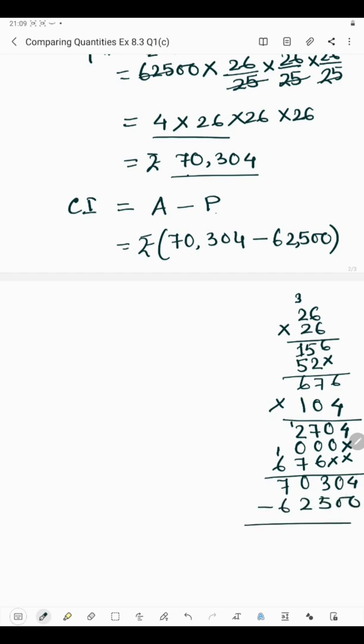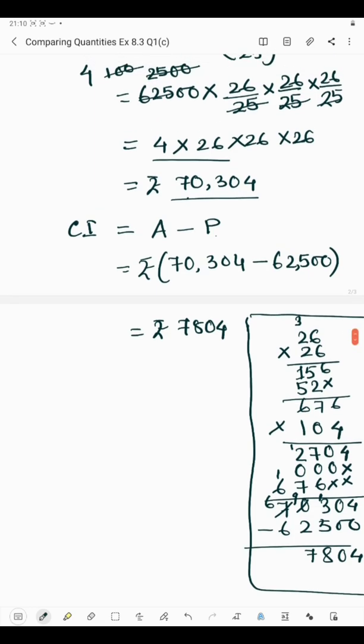Now 4 minus 0 is 4. 0 minus 0 is 0. Then 13 minus 5 is 8. 9 minus 2 is 7. 6 minus 6 is 0. So it will be rupees 7,804. So if you borrow 62,500, then you will have to pay 70,304, which is the amount after 3 years, and the compound interest charged is 7,804.